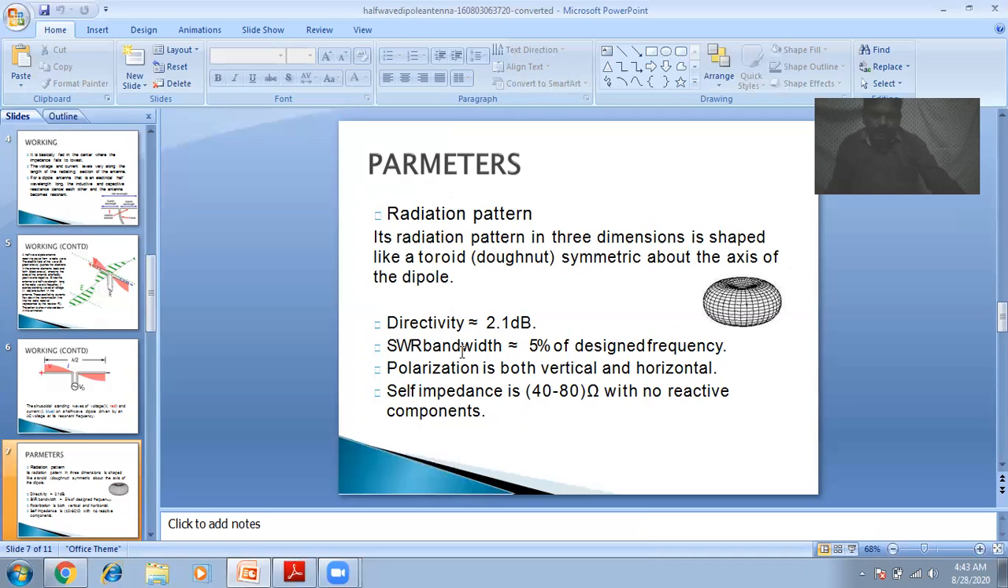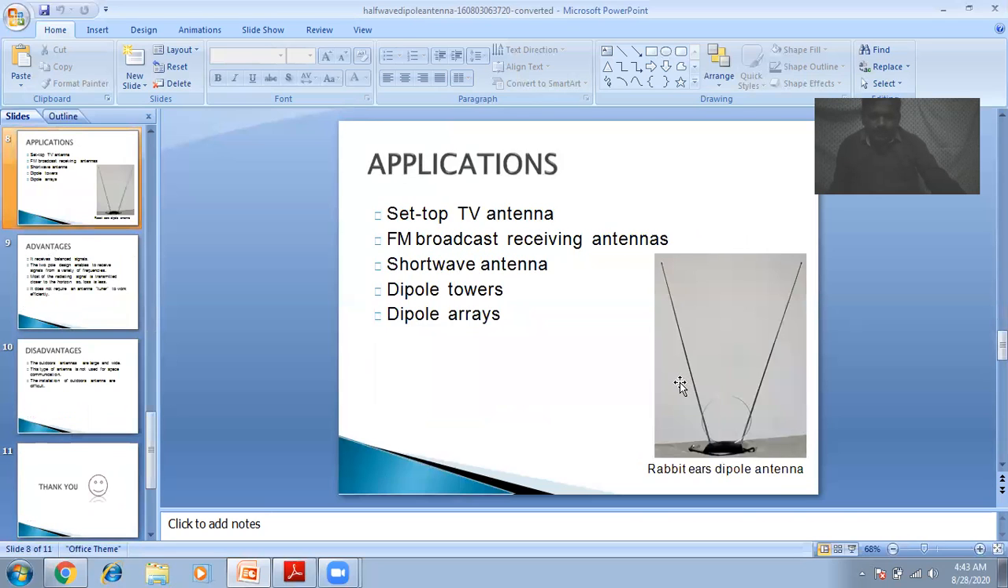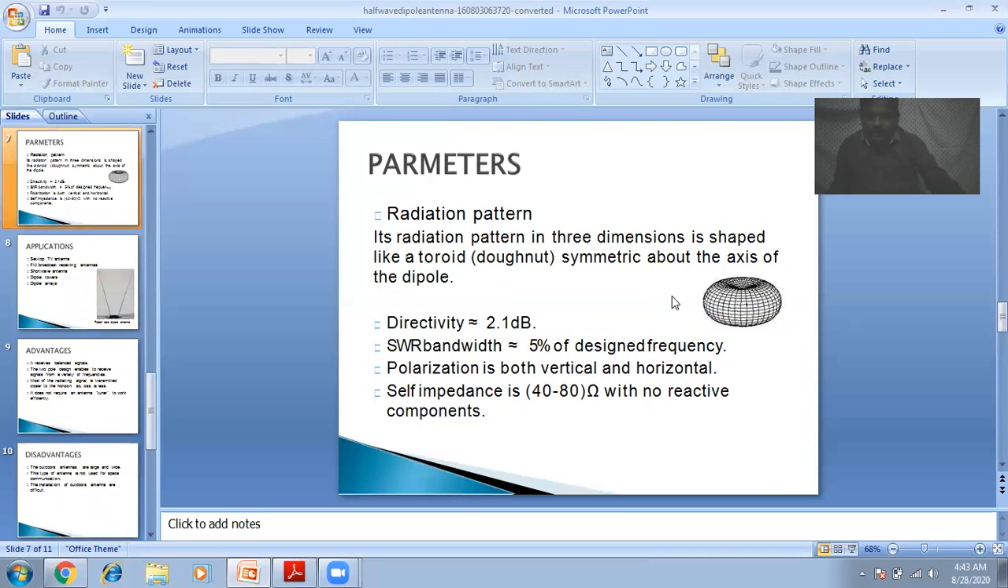The standard ratio bandwidth is equal to 5% of the design frequency. The polarization is both vertical and horizontal. And the radiation resistance is equal to 73 ohms.